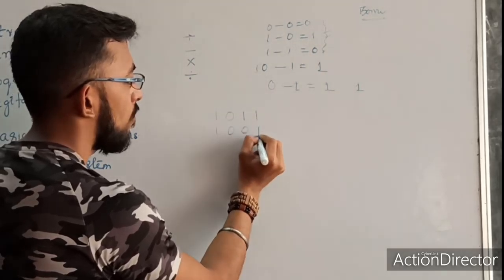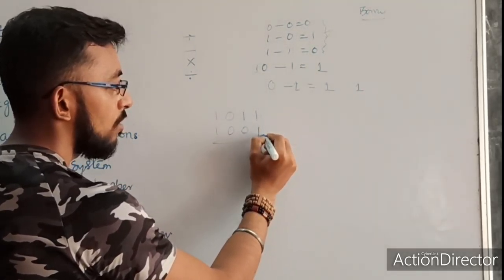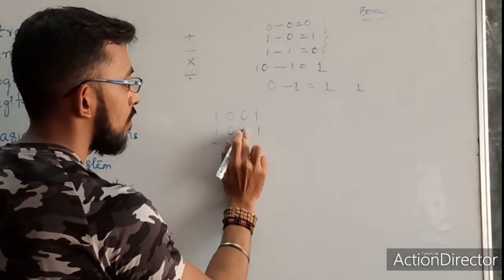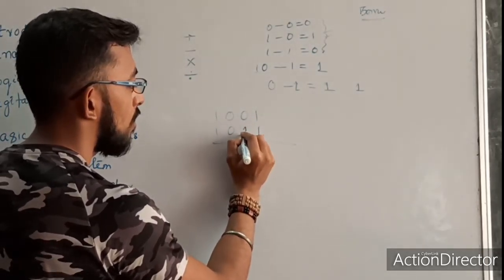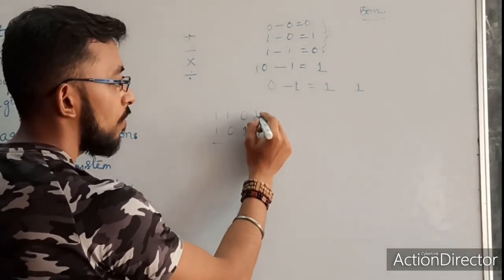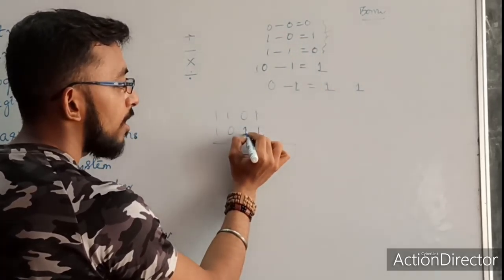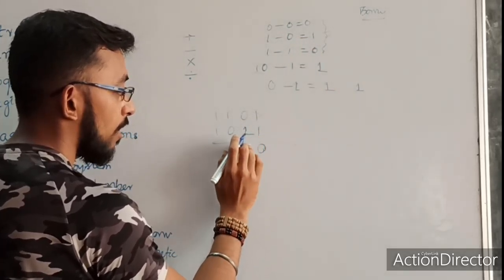1, 0, 0, 1. Okay. This is 1 minus 0. Let's take this is 0. This is 1. 1 minus 0. And here it is 1. 1 minus 0, 1 minus 1 means 0, 1 minus 1 means 0. 0 minus 1 is not possible, not applicable at this time.